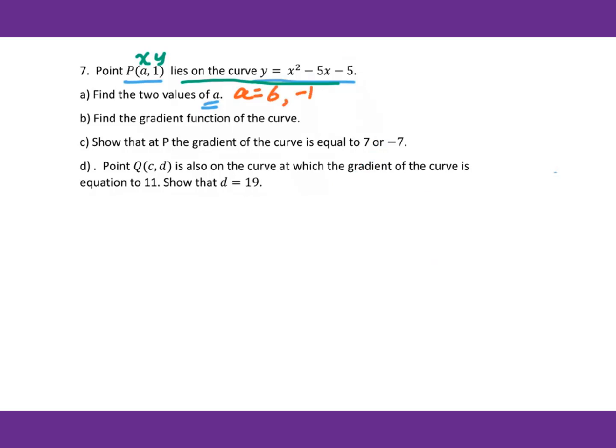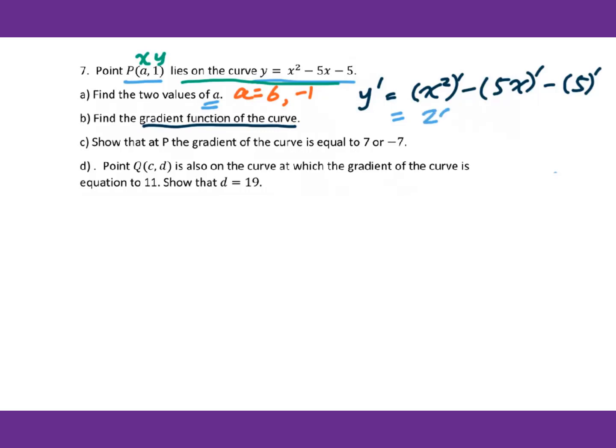For B, find the gradient function of the curve. So we get the derivative function y prime equals x squared, we do the derivative, minus 5x, we do the derivative, minus 5, we do the derivative. The derivative of x squared is 2x. For 5x, it will be 5. This is 0. So you will get y prime equals 2x minus 5.